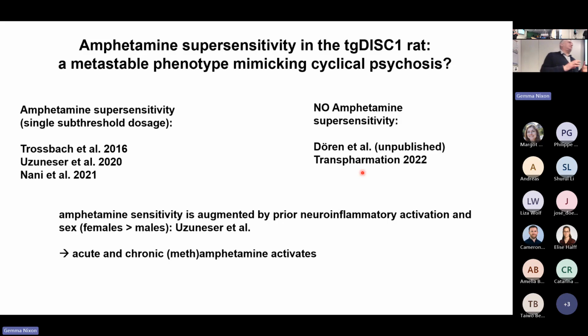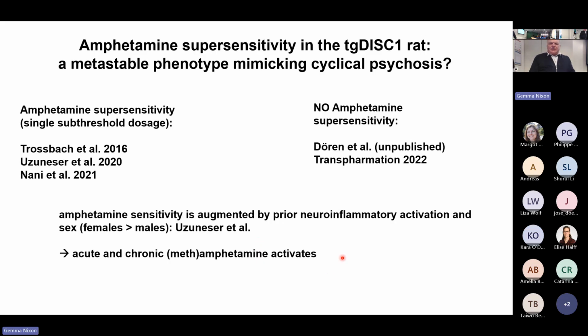So if you take amphetamine sensitization or hypersensitivity as a proxy for psychosis, the modulation of it may indicate under which conditions patients could eventually have increased risk for psychosis. And what is well known is that amphetamine sensitivity is augmented by prior neuroinflammatory activation and by the sex. So, for example, females have a higher propensity than males, and this has been published by Christian Müller's group.